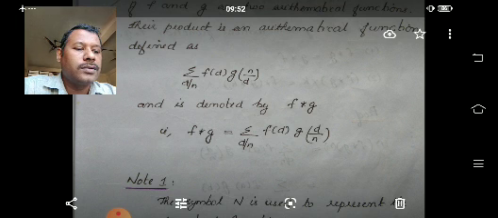Here f and g are two arithmetical functions. Then their product is also an arithmetical function, or number theoretical function. That means f star g equals the summation over d dividing n of f(d) g(n/d).